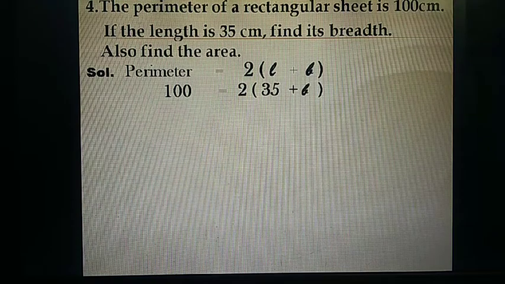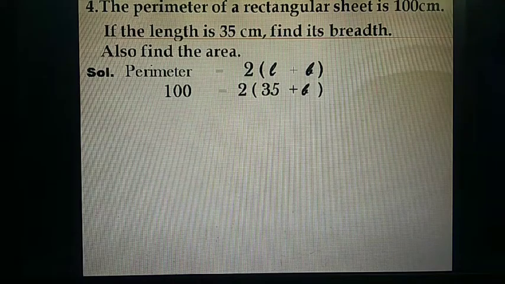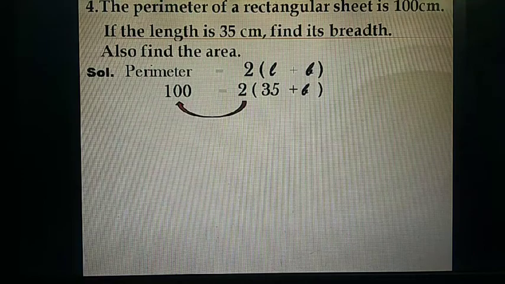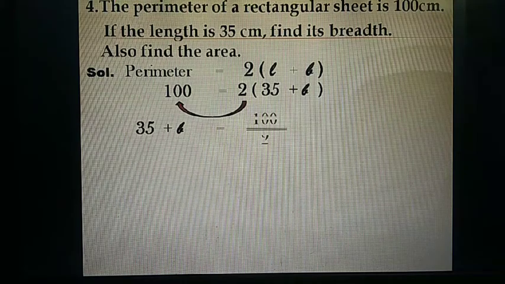Now whenever we are supposed to shift the value which is outside the bracket, it is shifted first. So here you will shift 2 first. Right now we are multiplying 2. When you shift it, we are supposed to divide. So you are left with 35 plus b, and on the other side you will get 100 upon 2, which means 50.